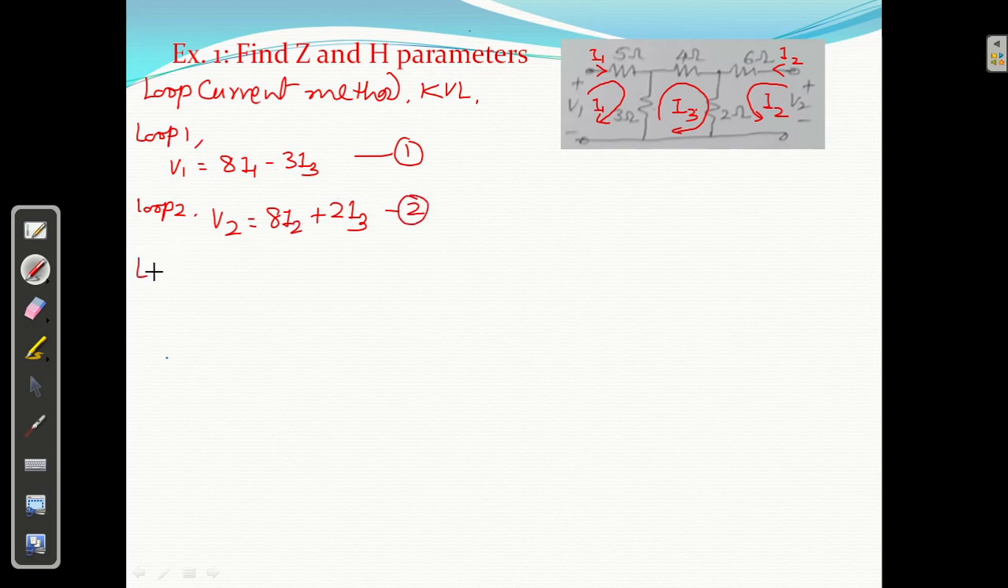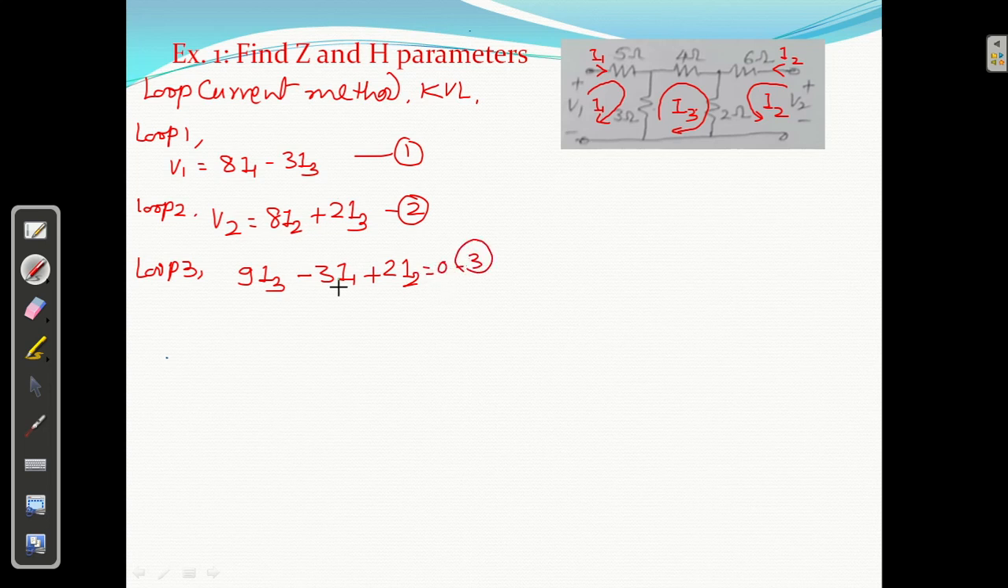We have loop 3. In loop 3, current I3 is flowing through 3 plus 4 plus 2, that is 2 plus 3, 5 plus 4, 9 I3. At the same time, in the 3 ohm I1 is there, so 3 I1, but this is upward and this is downward, so minus 3 I1. In this loop the 2 ohm is there, and in the 2 ohm I2 is also there, downward, so plus 2 I2, equal to no source, equal to 0.